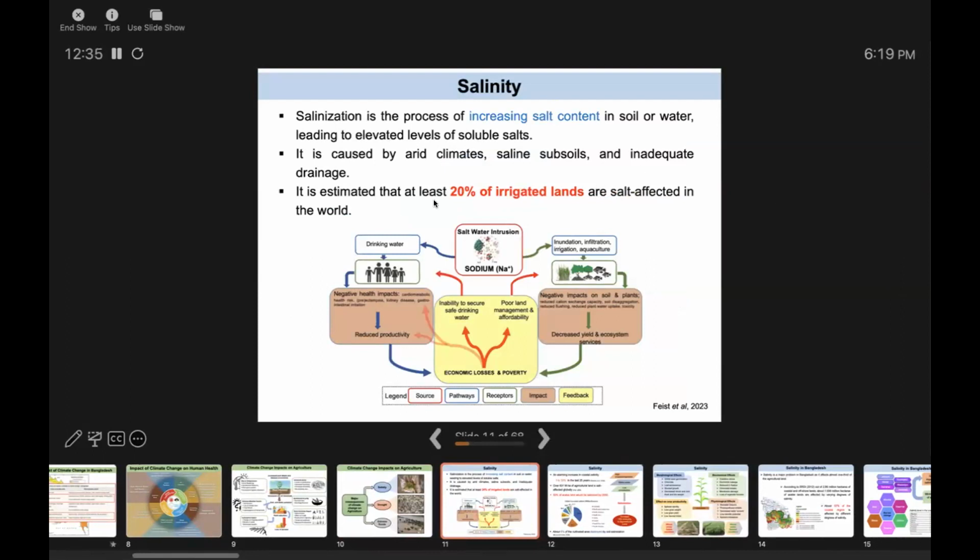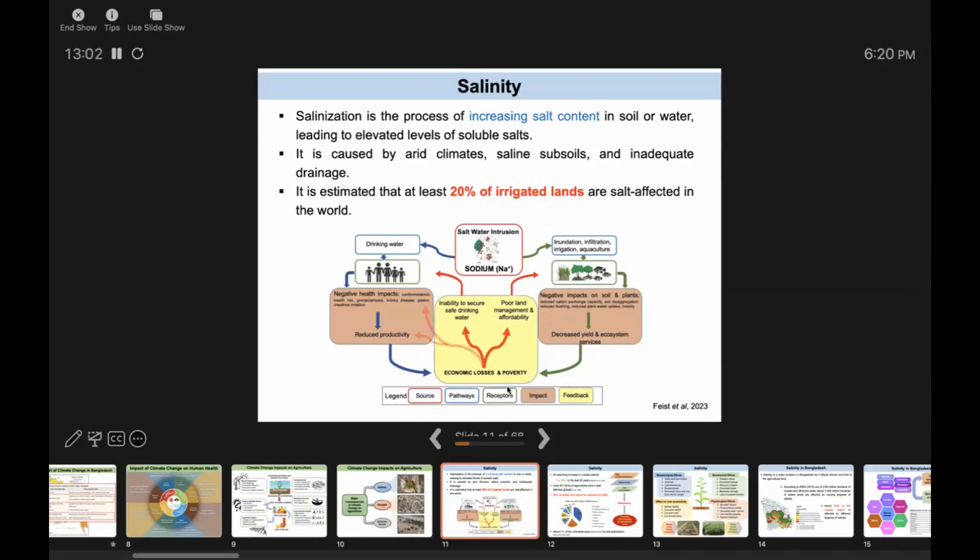So it is estimated that at least 20% of the irrigated lands are salt affected in the world. If we see in this figure, sodium salts, like water, inundation, infiltration into the cropping field, decrease yield and ecosystem services. It also impacts drinking water and reduces productivity because people face some health impacts.